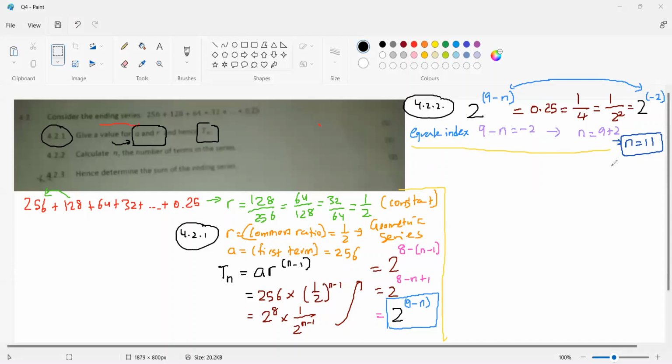Now, the other one you can just list out and manually count because there are only 11 terms. But that's not advised. As much as possible, you must use the formulas given. That's the idea of the exams.